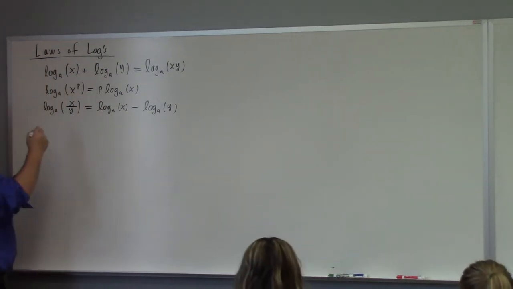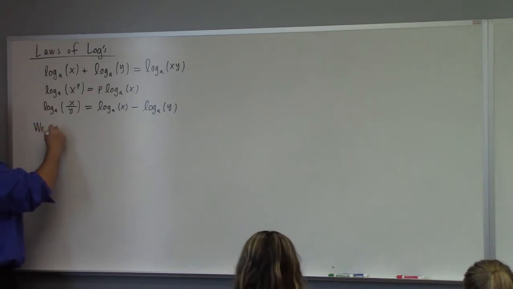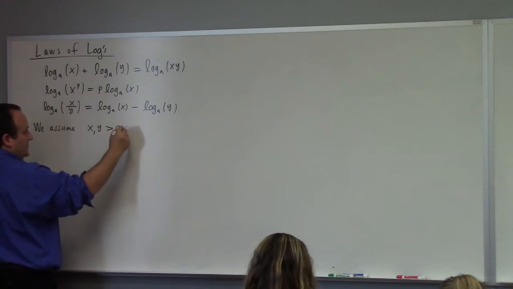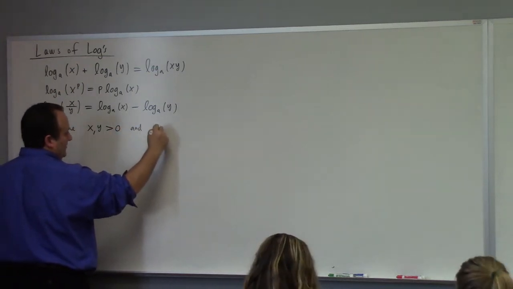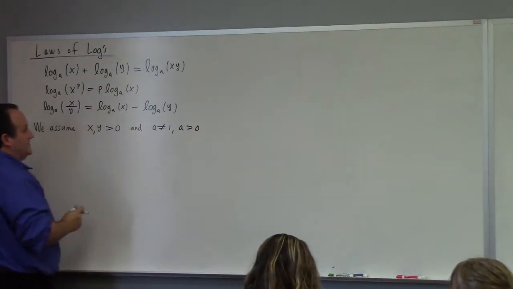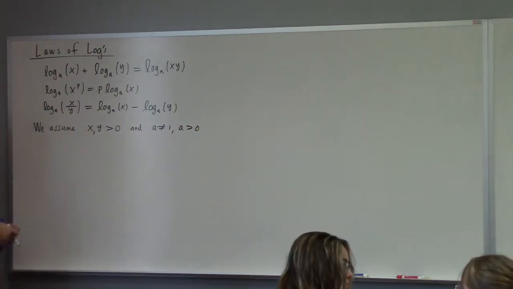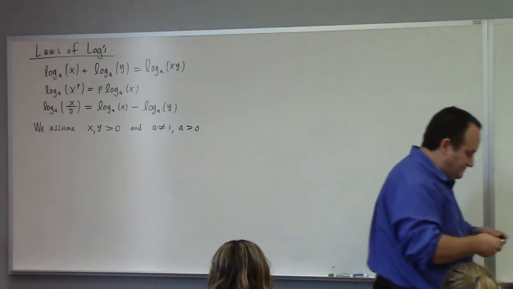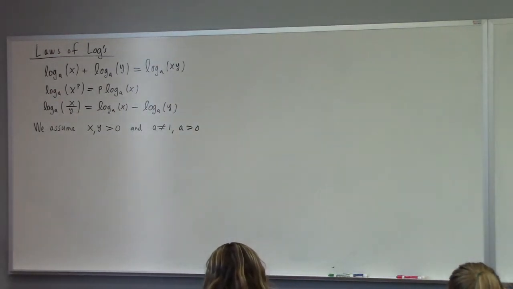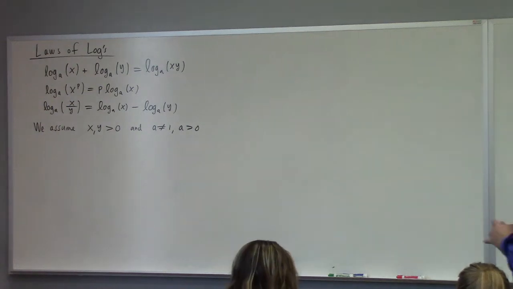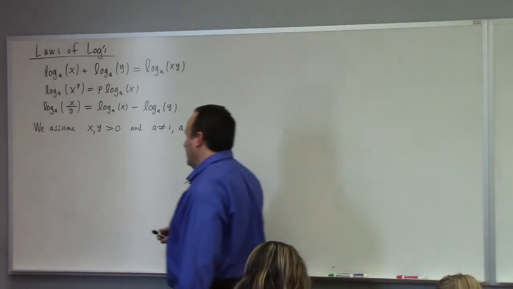Now, here we assume that x and y are greater than 0 and a, not equal to 1, is positive. Those are the assumptions when you write these laws. And I never explained to you why these are true. But let's just take a couple minutes here, and I'm going to try to prove these to you, and let's see if we can do that.